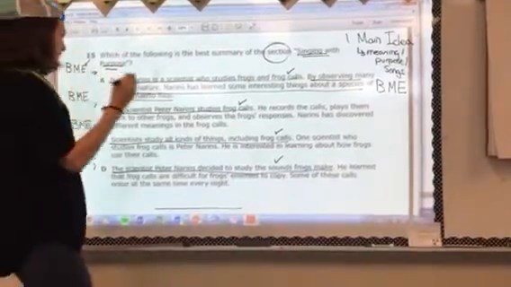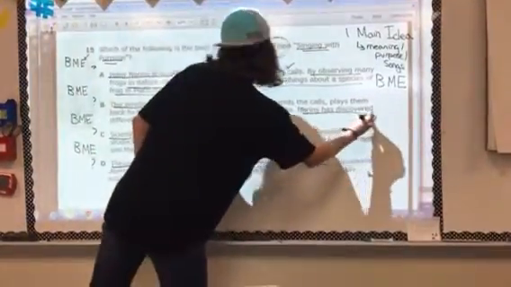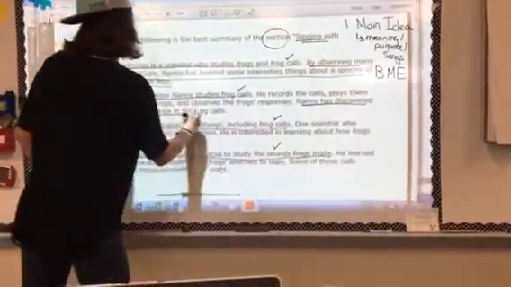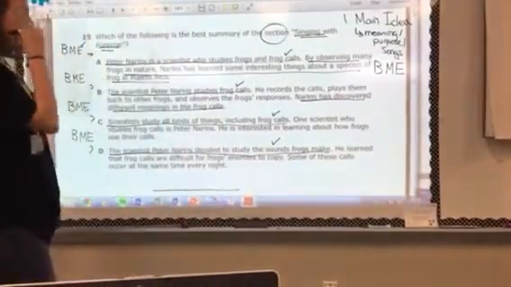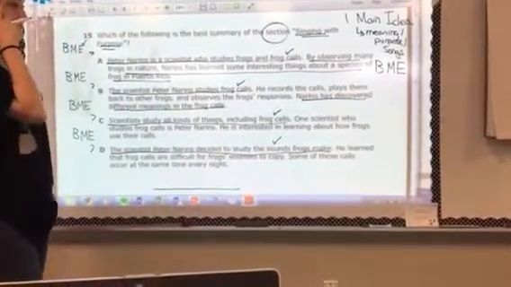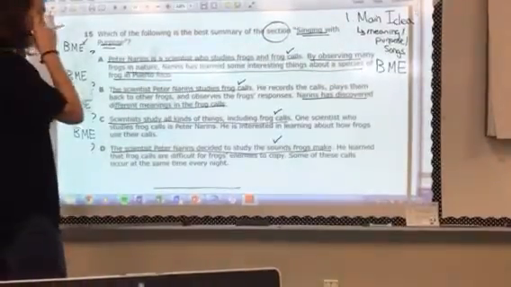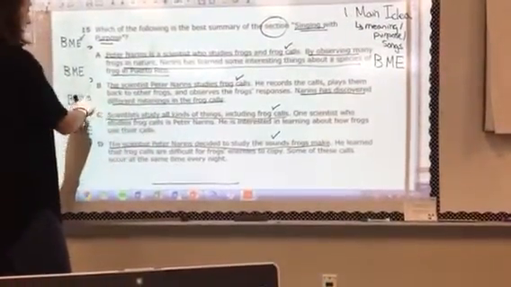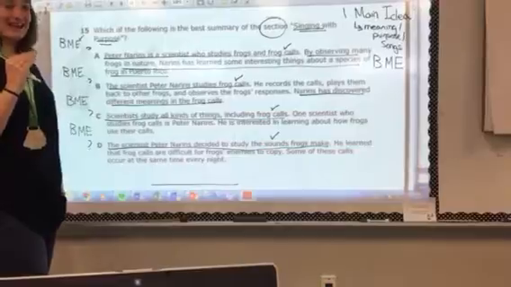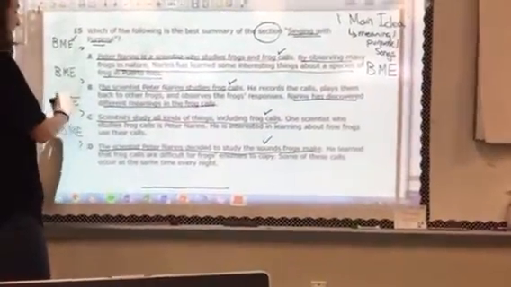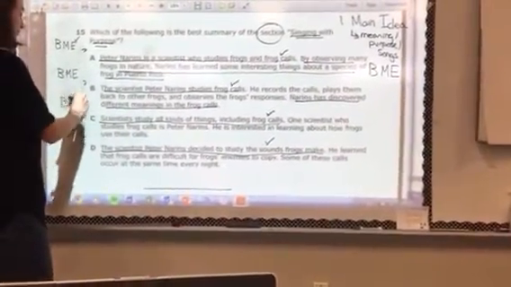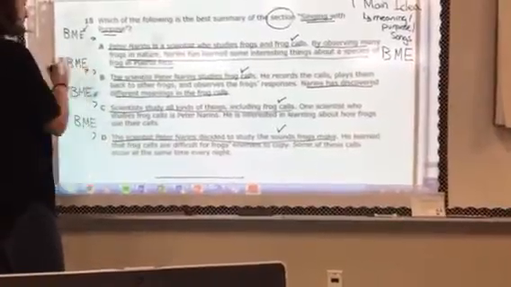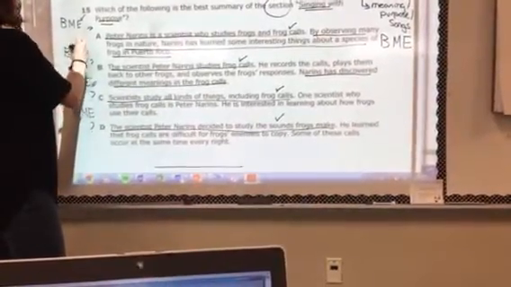Answer choice B, Narrans has discovered different meanings in the frog calls. We're talking about the end, and we're thinking again about that main idea, purpose, the meaning of the frog calls. I'm going to keep this in the running because that is information that comes at the end as well as at the beginning and the middle. We're going to put a check next to that E.